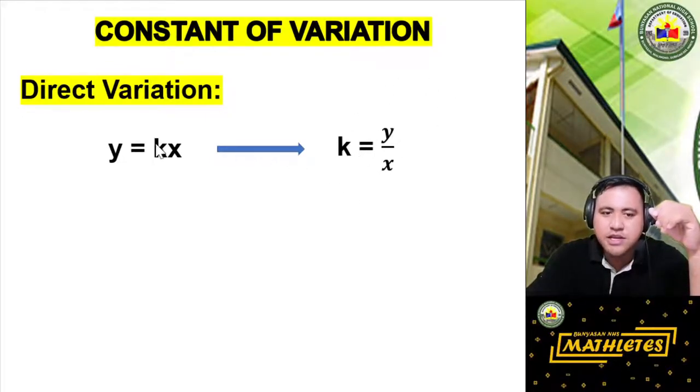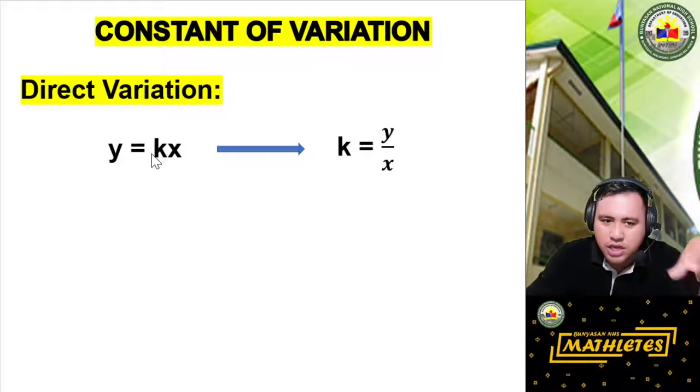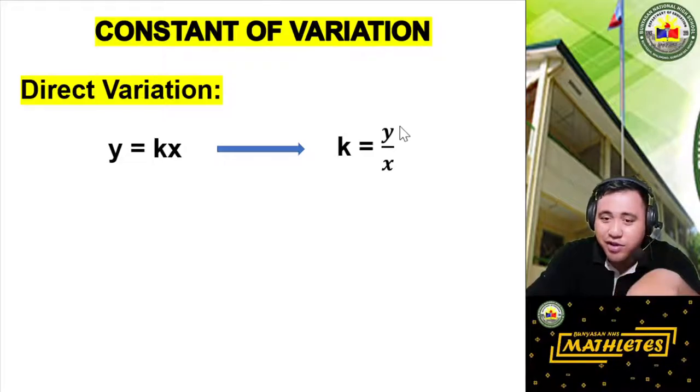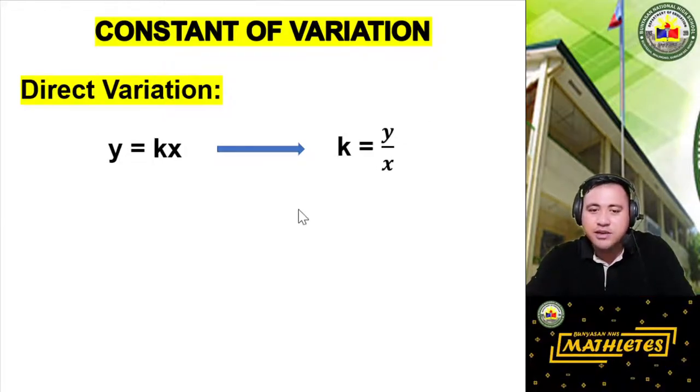Actually, dito siya nanggaling. Diniribe natin. So, kunin yung x. Paano makukuha yung k? So, all over x, left and right, all over x. So, that is, k is equal to y over x. Y divided by x.